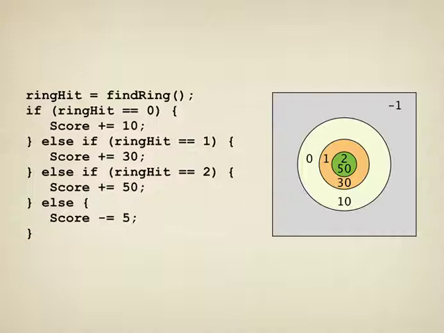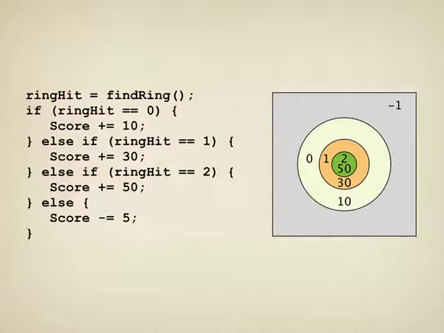Here's a new way to write the code. We begin by saying ring hit equals find ring, just like before. And then if ring hit equals 0, we add 10, just like before. But now I'll just say else. If ring hit equals 1, we add 30. Else, if ring hit equals 2, we add 50. And then finally, we have the last else clause. If the value of ring hit is not 0, 1, or 2, then it's something else. In this case, it's -1, and that's when you get penalized 5 points. So this is much better now. You're not losing 5 points right off the bat, and I think the code is clearer.